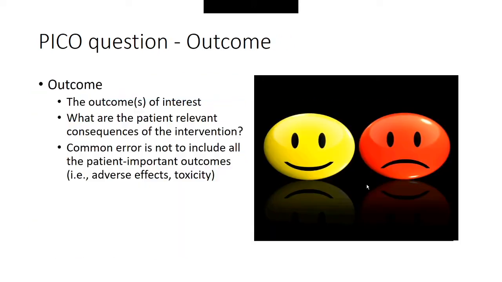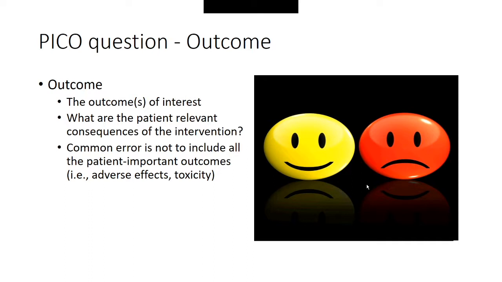And O is for outcome, the outcome or outcomes of interest. What are the patient-relevant consequences of the intervention? A common error is not to include all the patient-important outcomes. So, for example, adverse effects, toxicity.